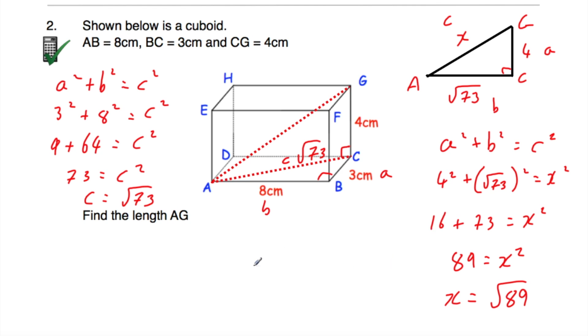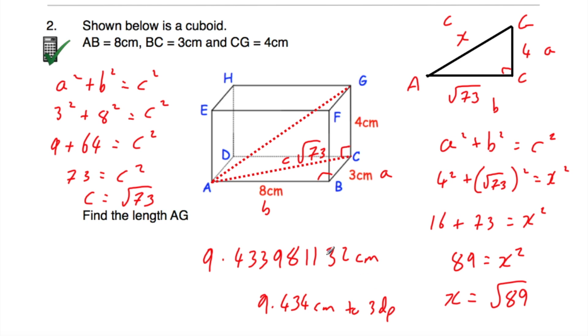So the square root of 89 is equal to 9.433981132 centimetres. And I'm just going to round that to 3 decimal places. So to 3 decimal places, that'll be 9.434 centimetres. And that's it. So we've worked out the length of that diagonal of that cuboid, which is 9.434 centimetres to 3 decimal places, or root 89 centimetres.